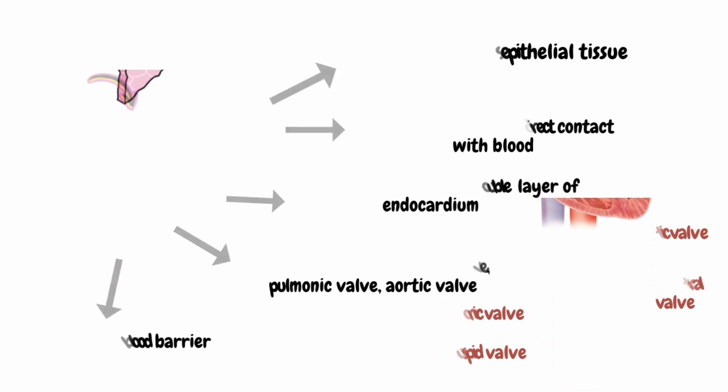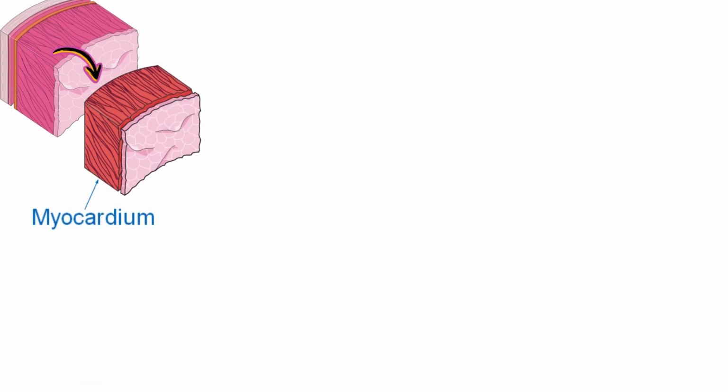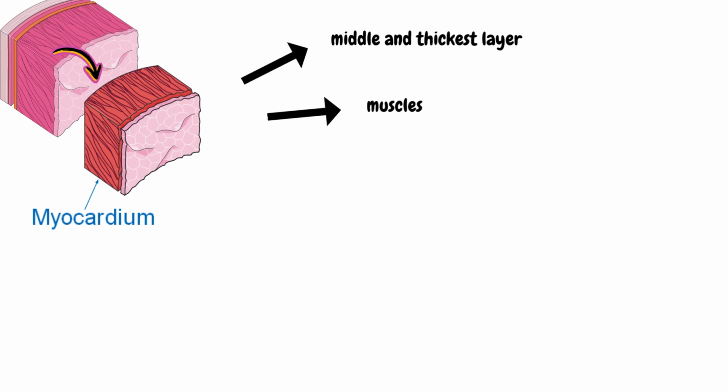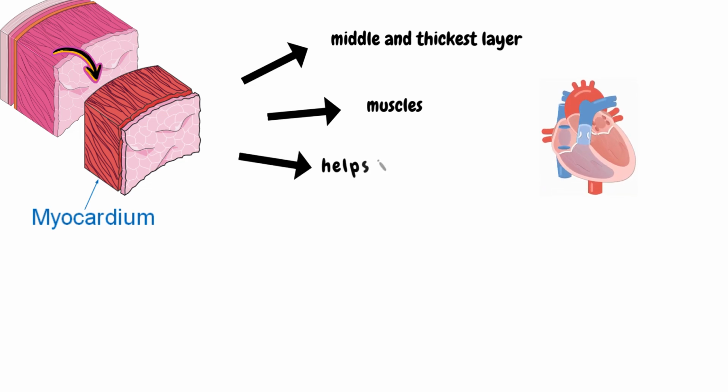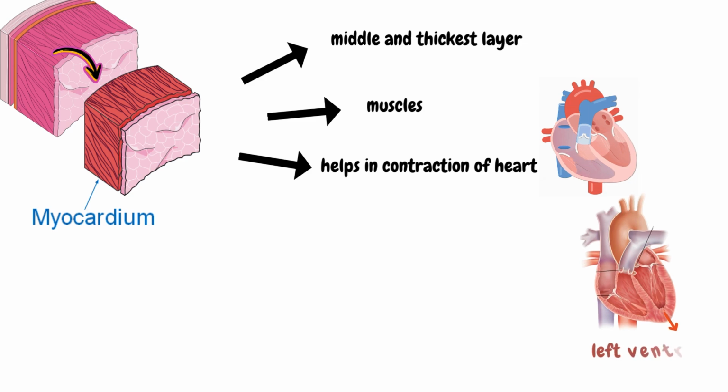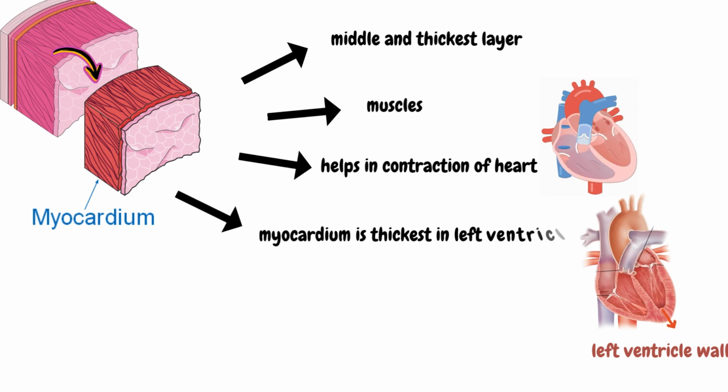Underneath the endocardium, the myocardium is present. So, it is the middle layer of the heart and also the thickest layer. It consists mainly of muscles or muscle fibers. That is why it helps in contraction of the heart. You may notice that the left ventricle is much thicker than the right ventricle because the left ventricle has to pump the blood to the whole body. That is why the myocardium is thickest in the left ventricle.